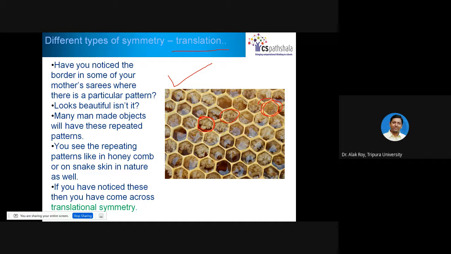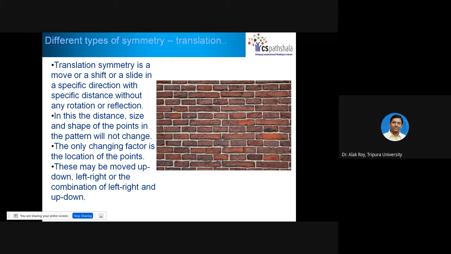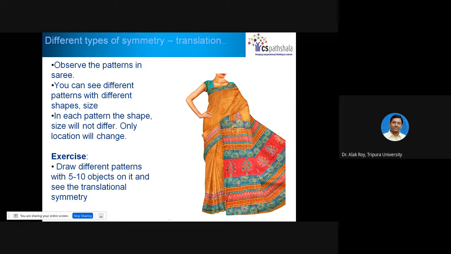In the last class we came across one term, translation. From that we came to know what translation symmetry is. Or in a brick wall, if you observe, the brick pattern can be found in other locations also. This is translation symmetry. Or in saris, these designs are repeated in each case. So this is translation symmetry.